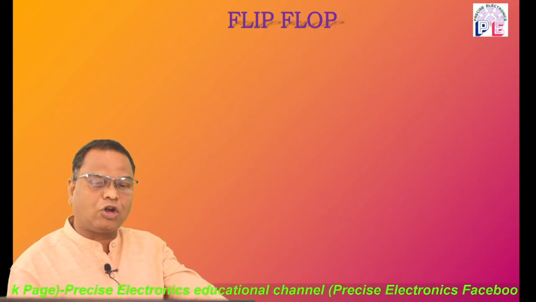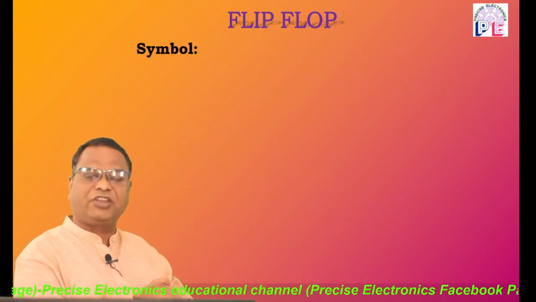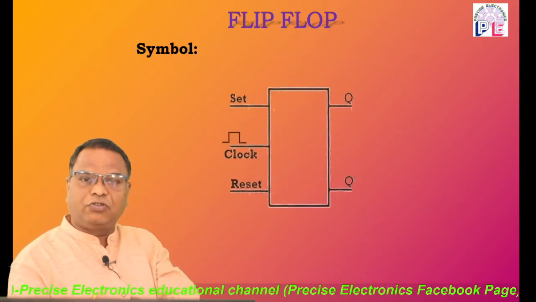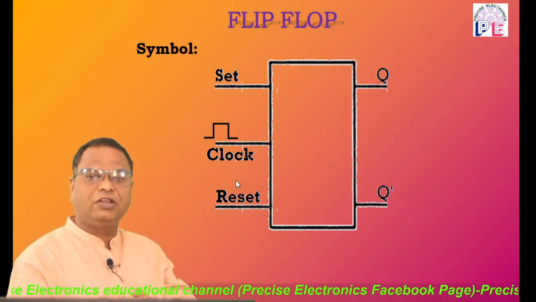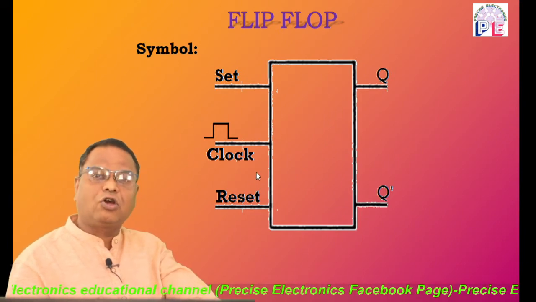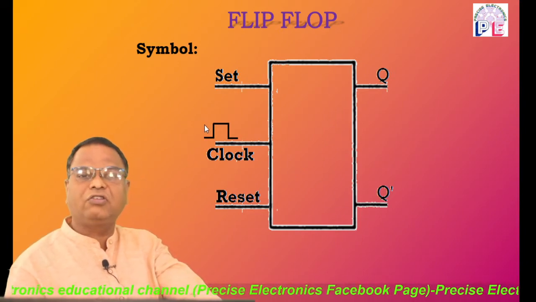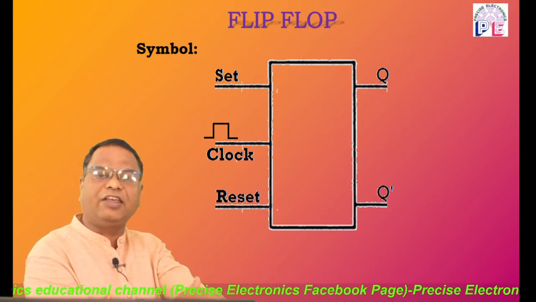The symbol of the clocked RS flip-flop is now going to display on your screen. There are 3 inputs. First, the set input, then the reset input. These are the trigger inputs, and along with this there is a clock input, and that's why it is known as a clocked flip-flop, clocked RS flip-flop.